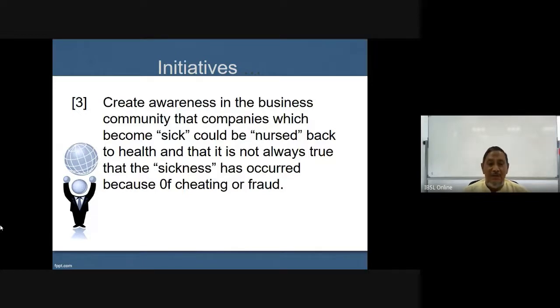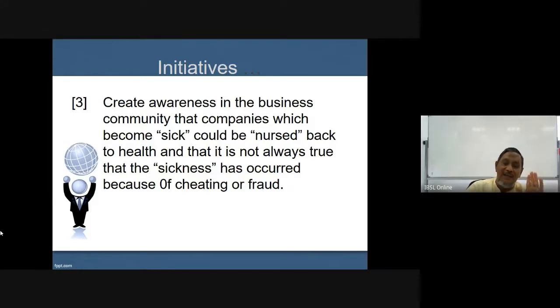Companies that become sick can be nursed. Identify the problem and try to solve the problem. I always say that if you identify the problem and try to solve it, the problem is automatically solved. It is not always cheating or fraud. Most of it is just mismanagement of financials. Financial management is the weakness.